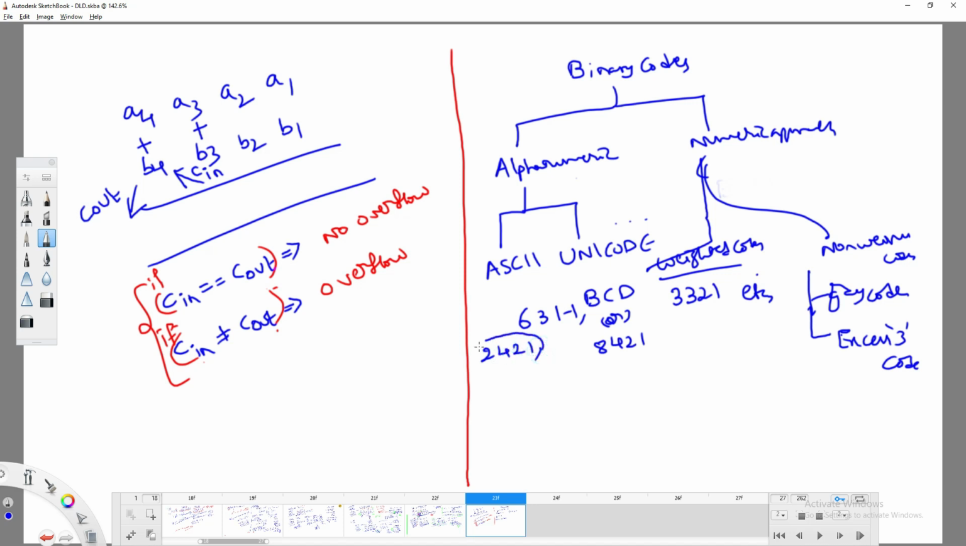If you take the numerical binary codes, the system can store them in various different approaches. Among these, one approach is the 2-4-2-1 code, or 6-3-1-minus-1, or BCD, or 3-3-2-1. Like this, it can follow. A simple analogy: if you would like to write a letter in the system, you can write all in small letters, all in capital letters, or a combination of letters. Based upon the requirement, you can follow various kinds of approaches.